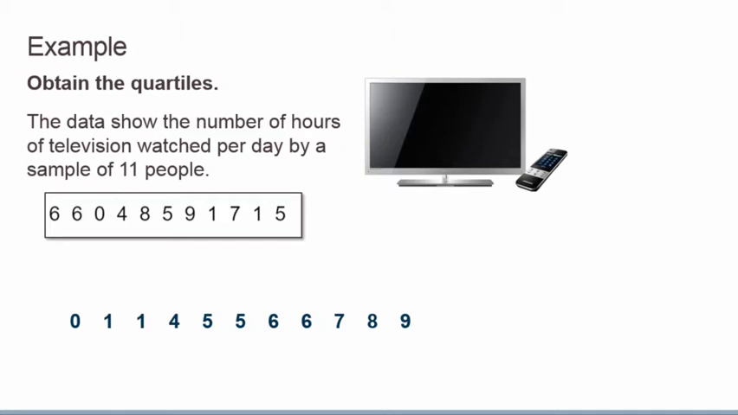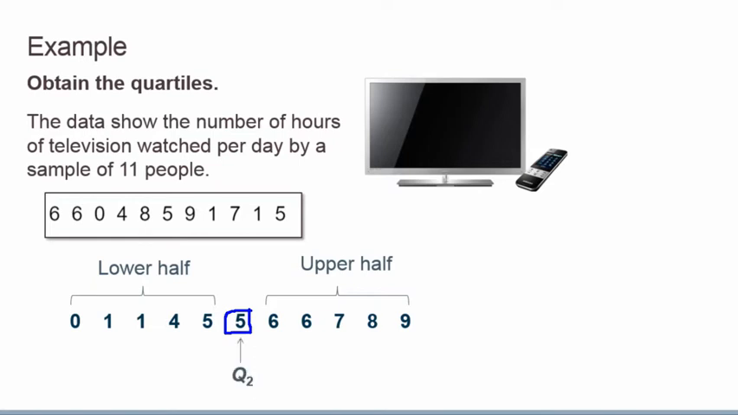We want to find the median of our data set. So for 11 pieces of data, the middle will be the 6th piece of data, which is 5. That splits our data into the lower half and our upper half. So we know that the middle piece of data, 5, is the median of our data set, or Q2.